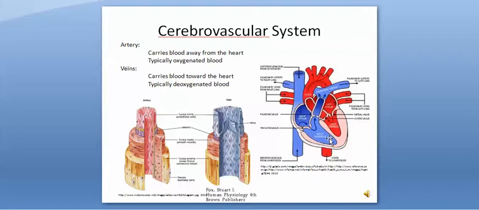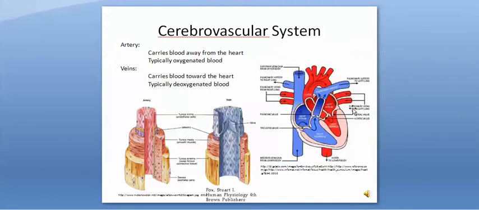So if you look at the anatomy of the heart, and you don't have to learn the anatomy of the heart, I just want you to understand that that's not always the case. So remember, arteries carry blood away from the heart. So here is an artery carrying blood away from the heart, but it is blue. This is an artery that's actually carrying deoxygenated blood to the lungs to be oxygenated.